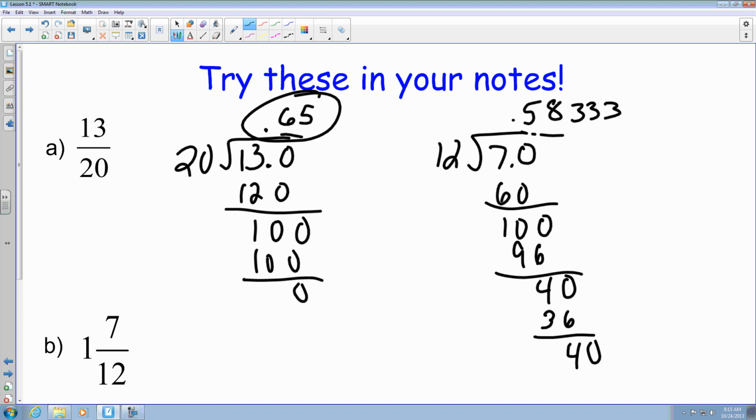So this, as a decimal, is going to be 1.583 repeating. You only put the repeating bar on top of the 3 because the 3 is the only thing that repeats. The 5 and 8 do not.